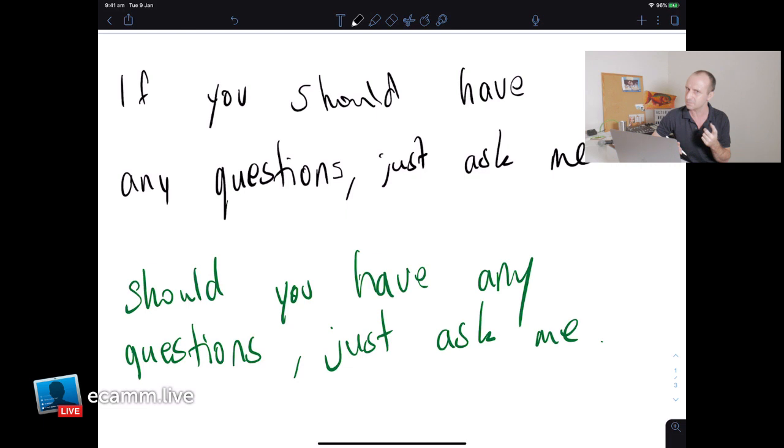Does that make sense? So people that might be using it, let's say at a hotel, if you check into a hotel and the person says, if you have any problems, just let me know. Okay, that's fine. But I might say, if you should have any problems, just let me know. It's a tiny, tiny difference.